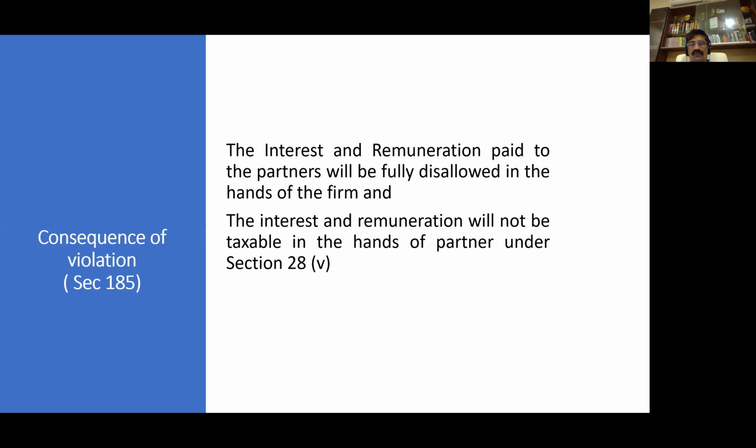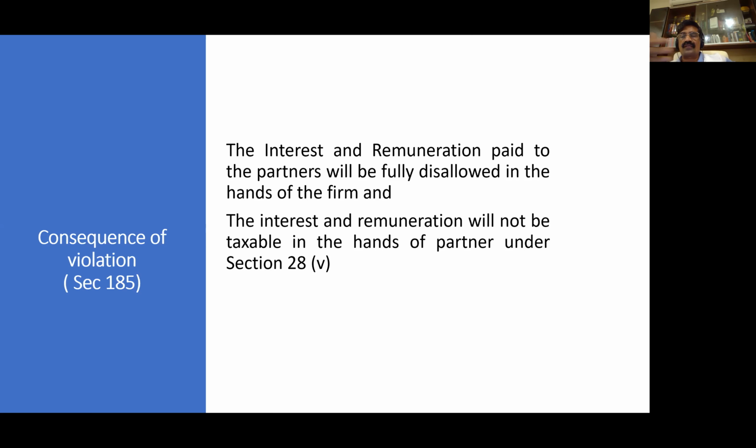Partners are taxable in respect of interest and remuneration under section 28(5) as business income. Normally, interest is taxable as income from other sources, and remuneration is taxable as salary. But in the case of a partnership firm, partners' interest and partners' remuneration will be taxed only under business income. What is very important is that the amount taxable in the hands of the partner will be there only to the extent it is allowed to the firm. That means unless the firm gets a reduction, the partner will not be taxed. If the firm does not get the reduction, the partner is not taxable.